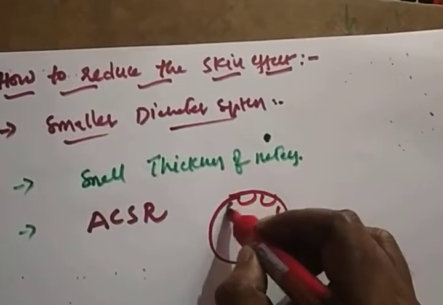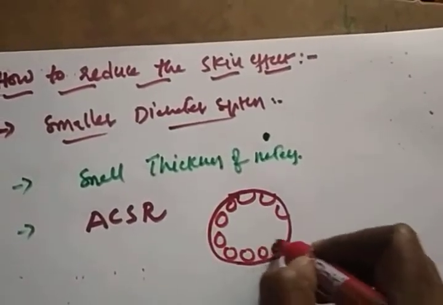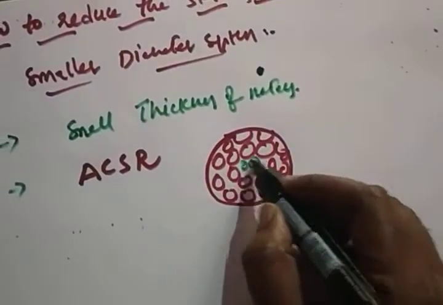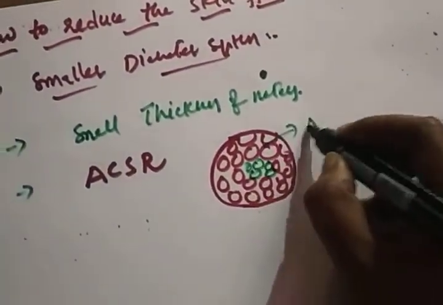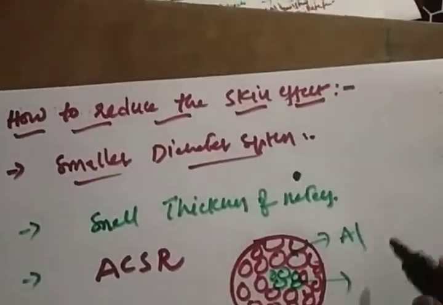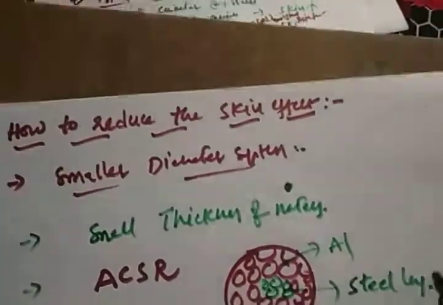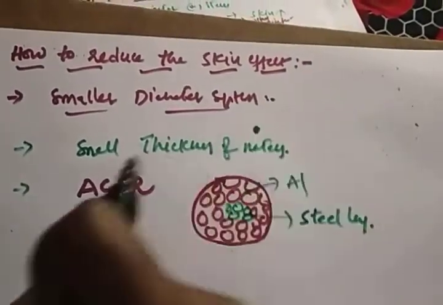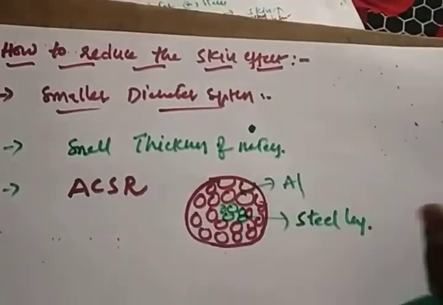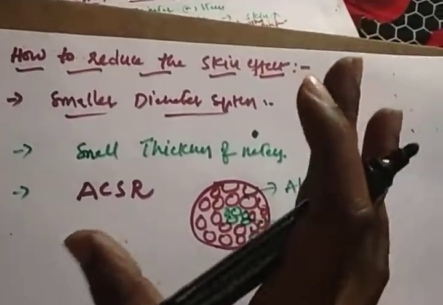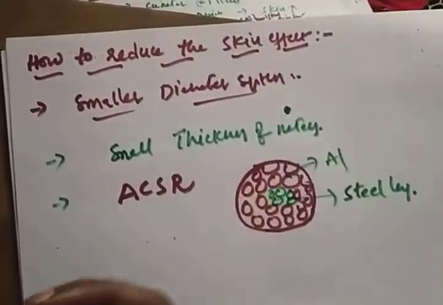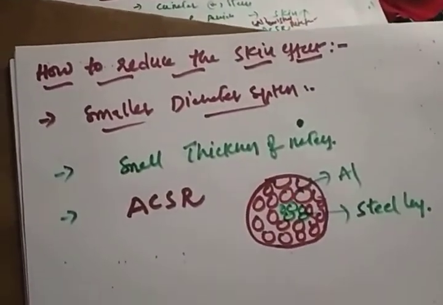Aluminum, which has aluminum layers. Aluminum is almost 70%, and the remaining 30% is steel layers, right? So these are aluminum layers and these are steel layers. These are the types of conductors we should use for transmitting the power from the sending end to the receiving end. So definitely the chances of skin effect are reduced. We can reduce this type of skin effect present in the system.